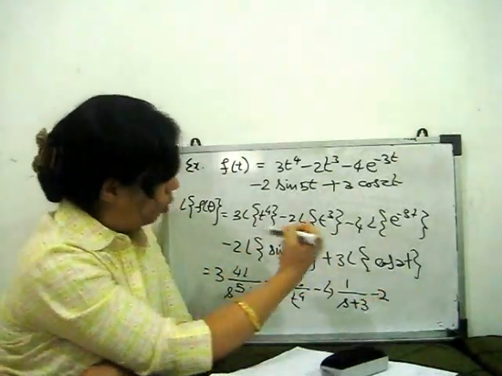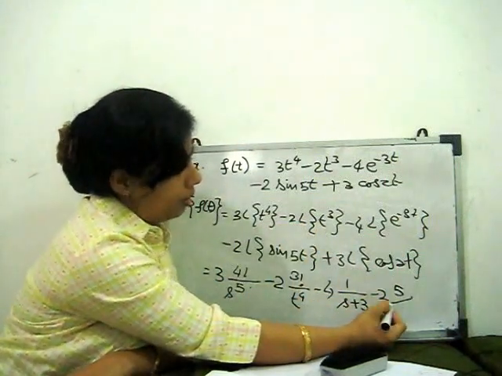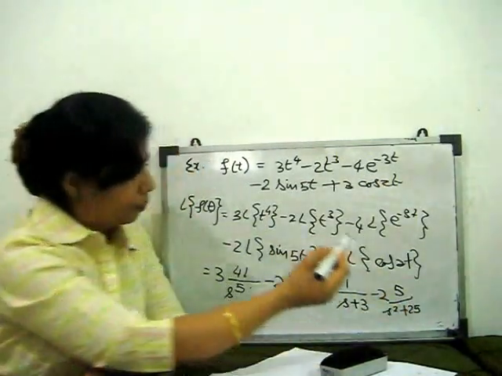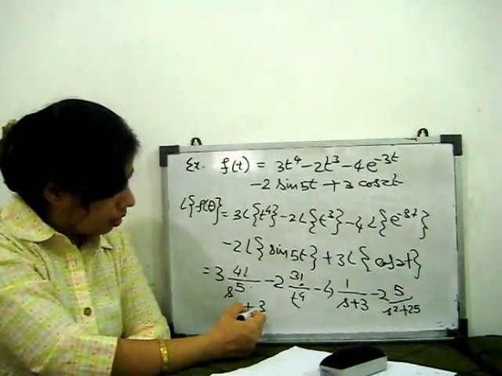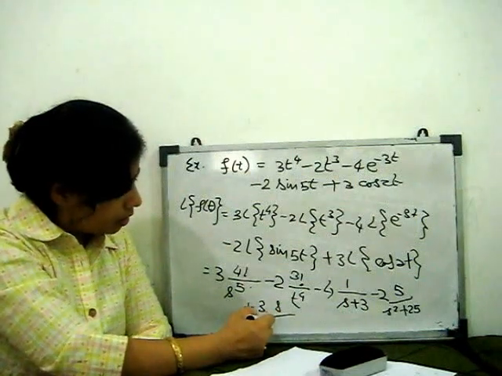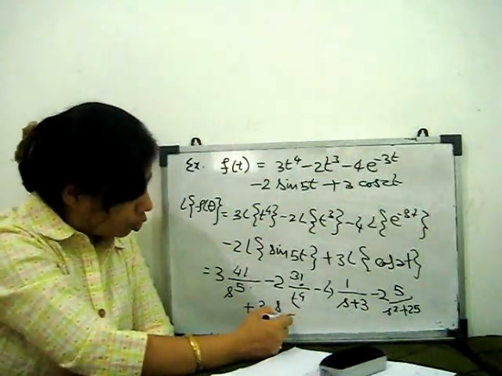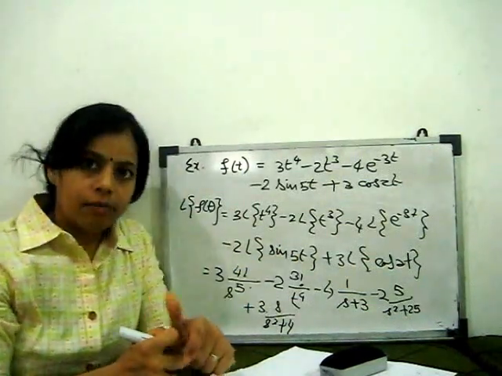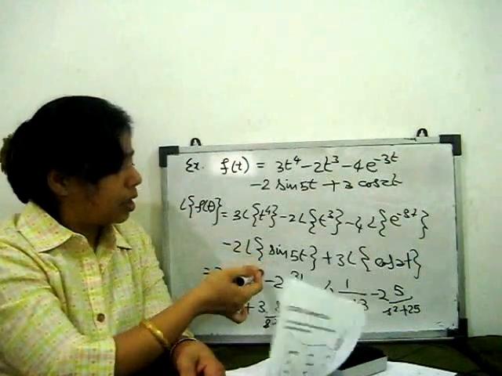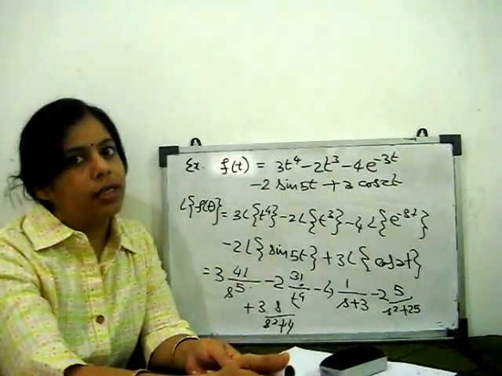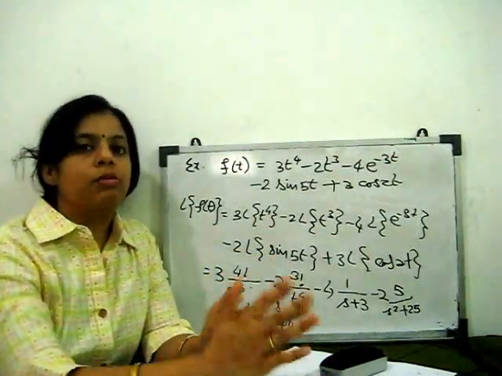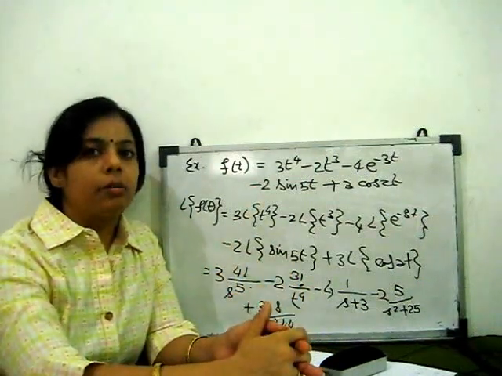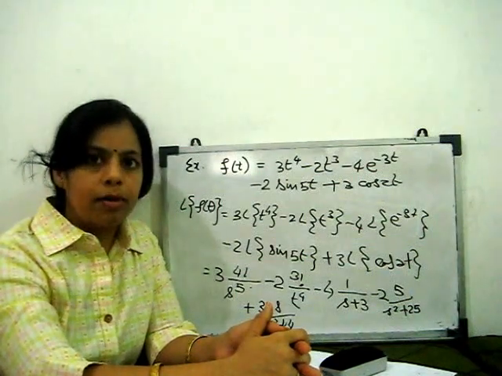So minus 2 times a upon s square plus a square, where a is 5, so 5 upon s square plus 25, plus 3 times s upon s square plus 4, where a is 2 and 2 square is 4. So this is the Laplace transform of the given function. You just multiply the constants and simplify it, and you will get the required solution. So Laplace transform is very easy if you go step by step. These are some examples of the linearity property.